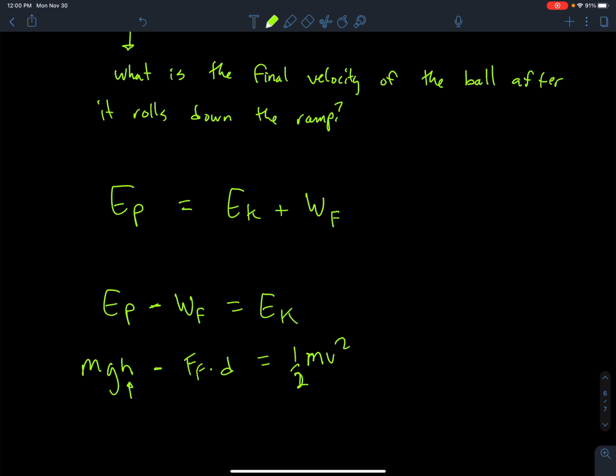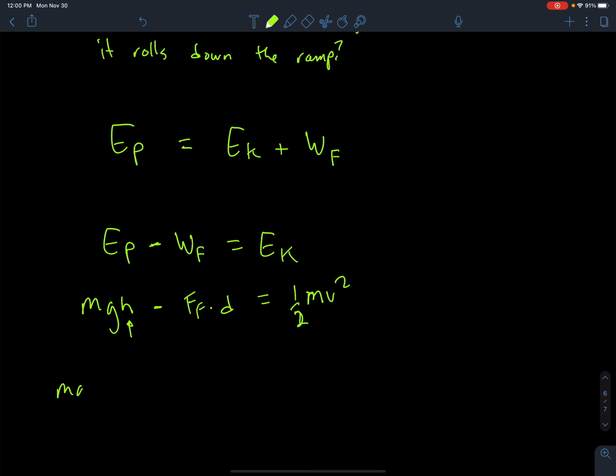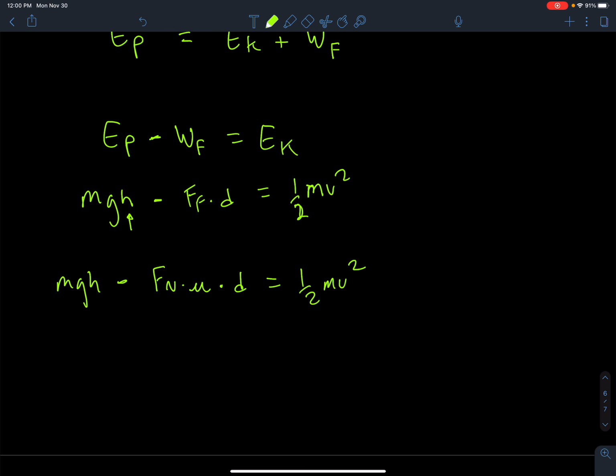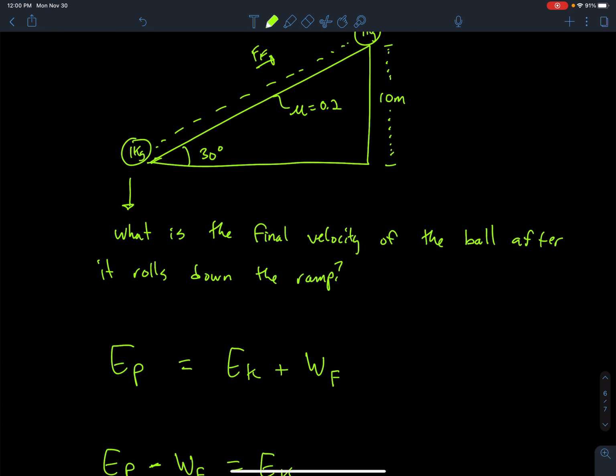All right, so I have to try to expand this. This is the hard part. I need to figure out the force of friction. So mgh minus Fn times mu times d is equal to 1/2 mv squared. Got that. And on a ramp, I know what Fn is, so let's keep going. mgh minus mg cos theta, that's Fn, times mu. Now the distance, I'm going to calculate.